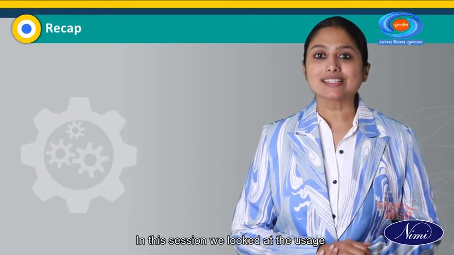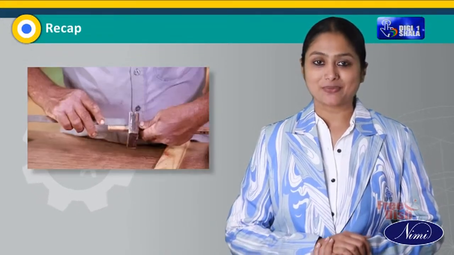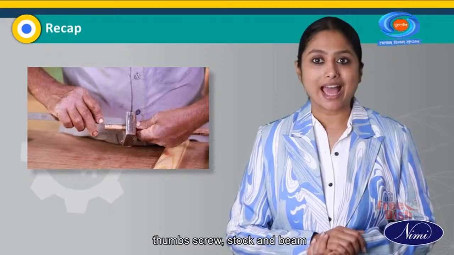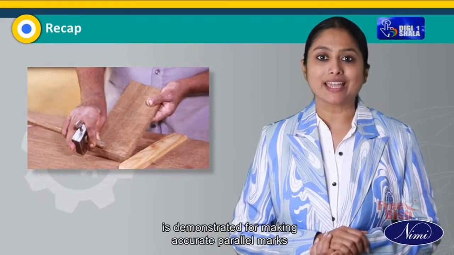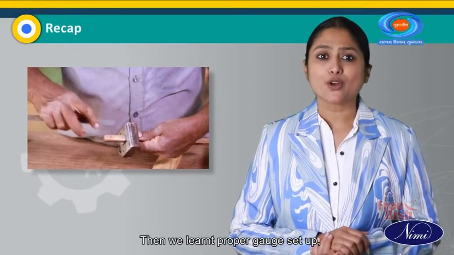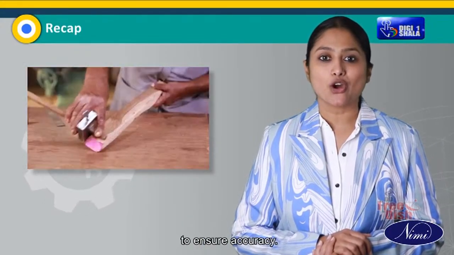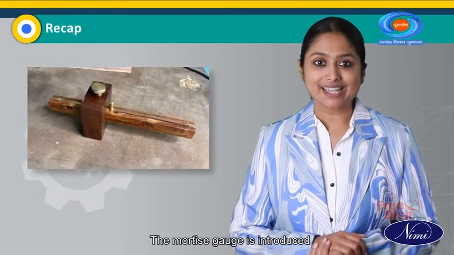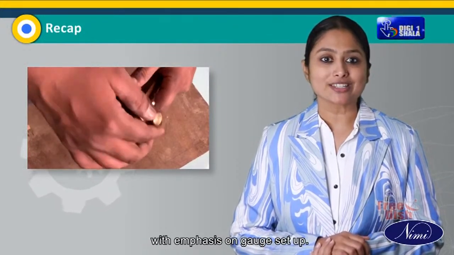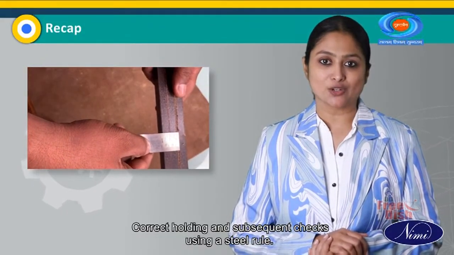Recap. In this session, we looked at the usage of marking and mortise gauges in woodworking. The marking gauge, comprising a spur, thumb screw, stock, and beam, is demonstrated for making accurate parallel marks on wood surfaces. Then we learned proper gauge setup, holding techniques, and precautionary measures to ensure accuracy. The Mortise gauge is introduced for marking parallel lines on tenons, with emphasis on gauge setup, correct holding, and subsequent checks using the steel rule.